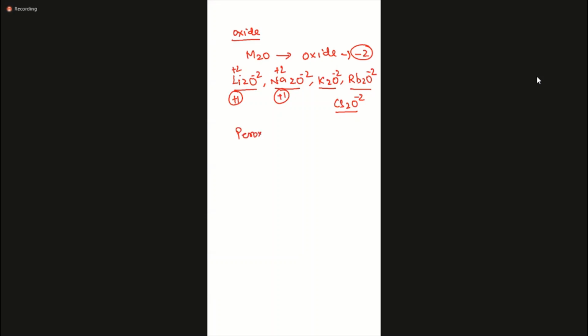Suppose you want to write the peroxide formula. Peroxide means M2O2 type of formula. Wherever peroxide is there, oxygen has -1 oxidation state. Lithium does not form peroxide. So sodium peroxide, potassium peroxide, rubidium peroxide, and cesium peroxide. This is the peroxide formula.